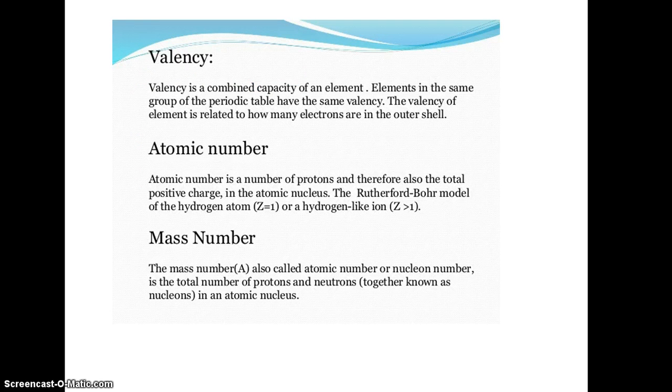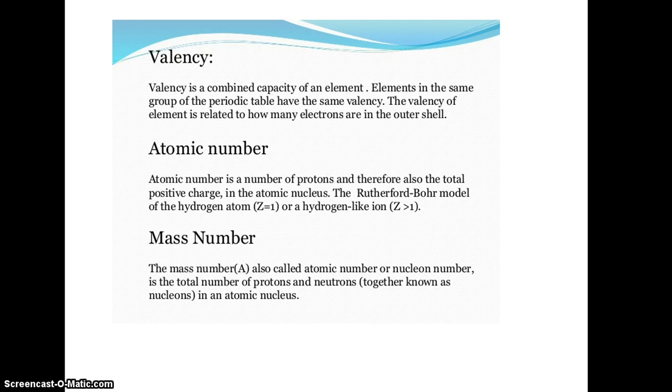Now we move to three concepts: atomic number, mass number, and valency. The first one is atomic number. Atomic number means the number of protons or the number of electrons present in the element. Mass number means the number of protons plus neutrons present in the nucleus, and it is indicated by capital A. And atomic number is indicated by capital Z.